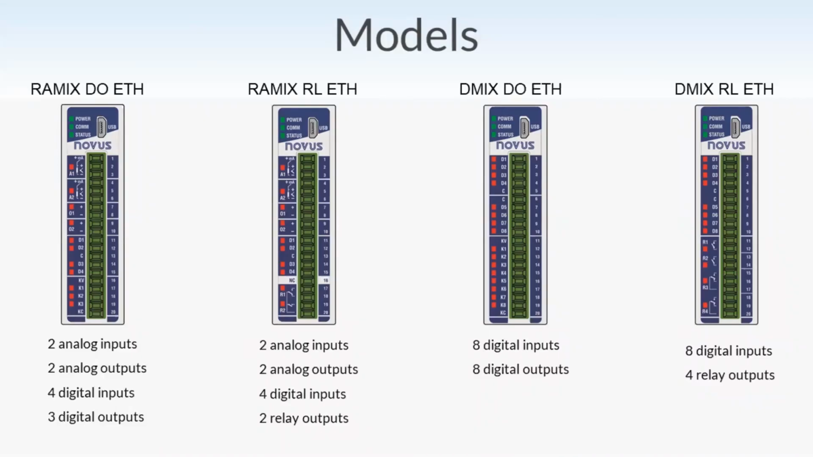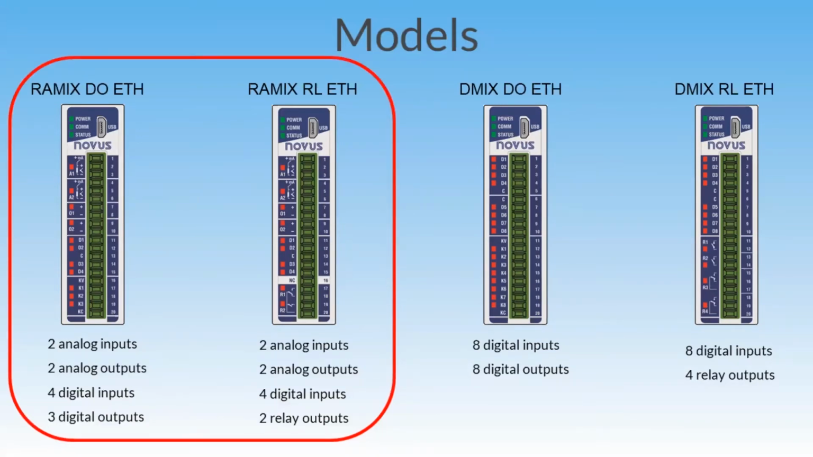Let's continue. So finally, this is the family of modules for the DigiRail Connect. We are launching now the Rich Analog Mix, the R-Mix model, which has two types, with digital outputs and with relay outputs. It's marked in red. The other models on the right side are coming soon, maybe still in this quarter. The D-Mix counts with high density digital inputs and outputs. So this is the family.